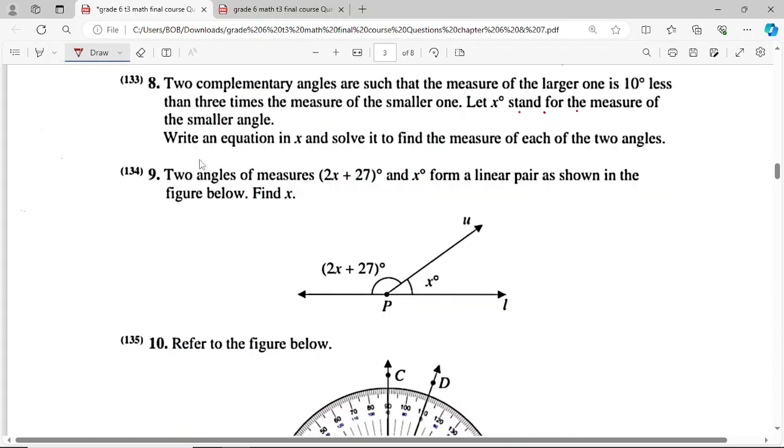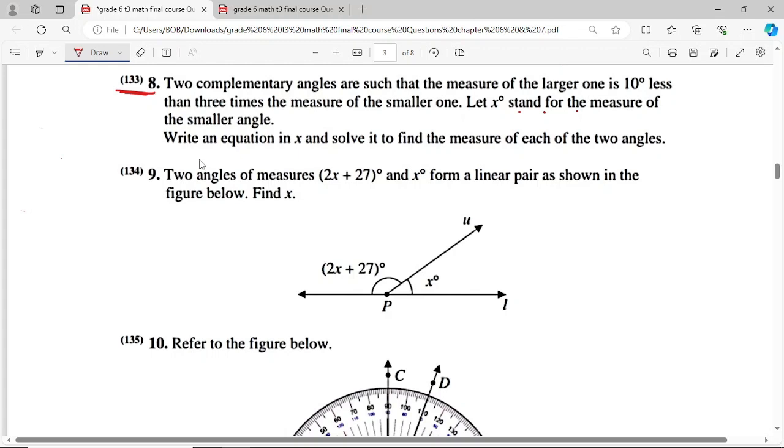Question number 8. Here it's saying two complementary angles are such that the measure of the larger one is 10 less than 3 times the measure of the smaller one. Let x stand for the measure of the smaller angle. Write an equation in x and solve it to find the measure of each of the two angles. Let's solve this question.